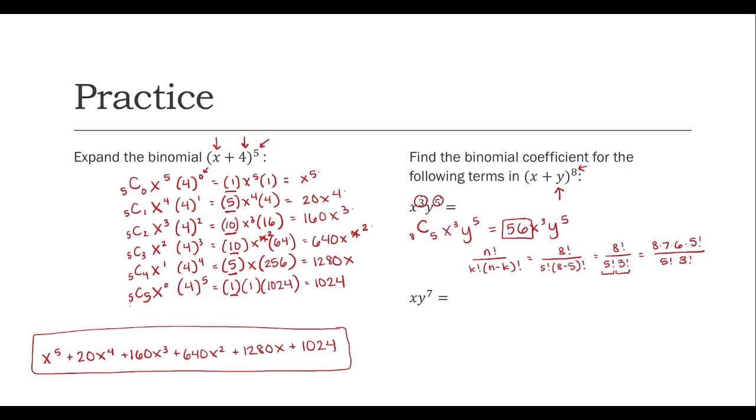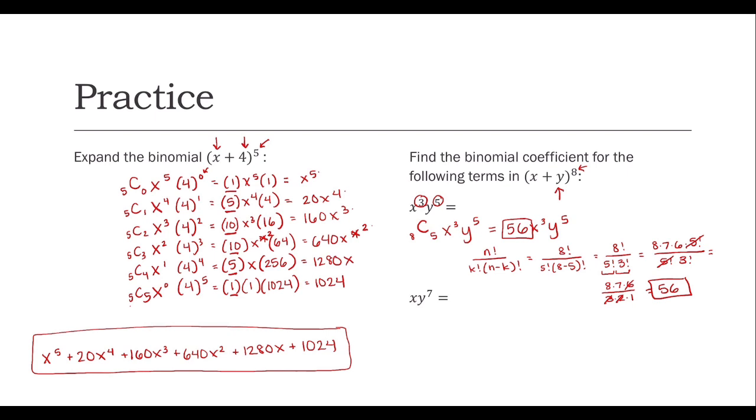We stop at this 5 factorial because this is the biggest factorial we can cancel on the top and bottom. So then that equals 8 times 7 times 6 over 3 factorial, which is 3 times 2 times 1. So we know 3 times 2 is 6, so we can cancel that with the 6. And then we just have 8 times 7 over 1, so that's 56. So that's our binomial coefficient there.